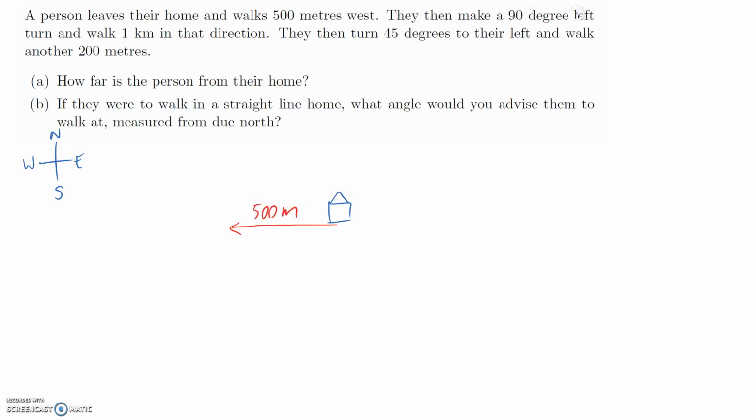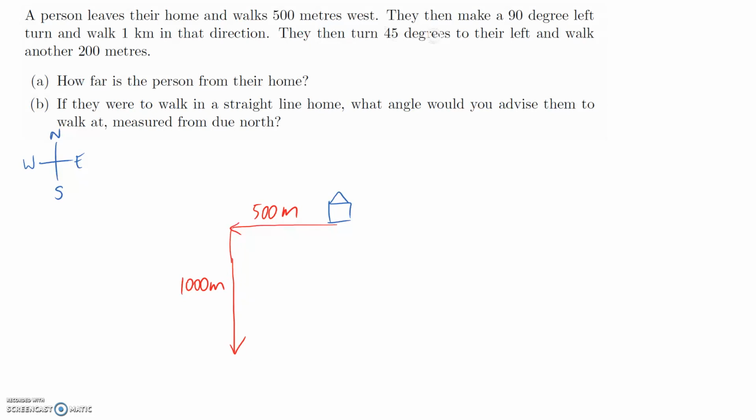They then make a 90-degree left turn, so if they're facing in this direction and turn left, that's going to be downwards, and they walk 1 kilometer in that direction. So let's draw that in. Let's keep the units consistent. So 1 kilometer, that's going to be 1,000 in meters.